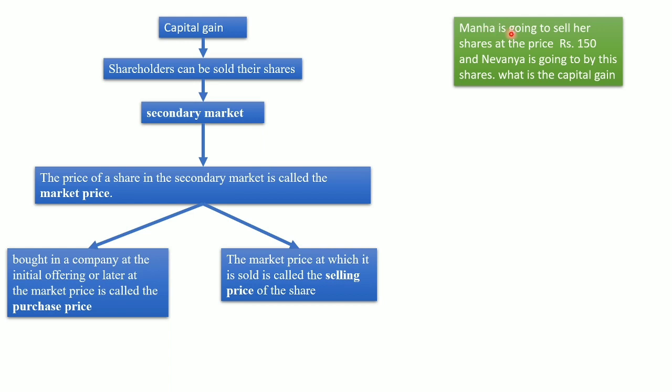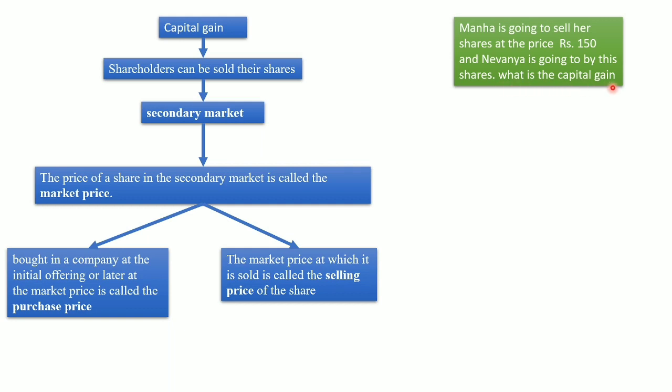Now she wants money. She can't stay until the end of the year for dividend income. I told you there is another income method. Dividend income, if you want to take it, you have to stay until the end of the year. Before that, she wants some money. So at that time, Manha can sell her shares to another person. In this case, you can see Manha is going to sell her shares at a price of rupees 150 and Nivanya is going to buy these shares.